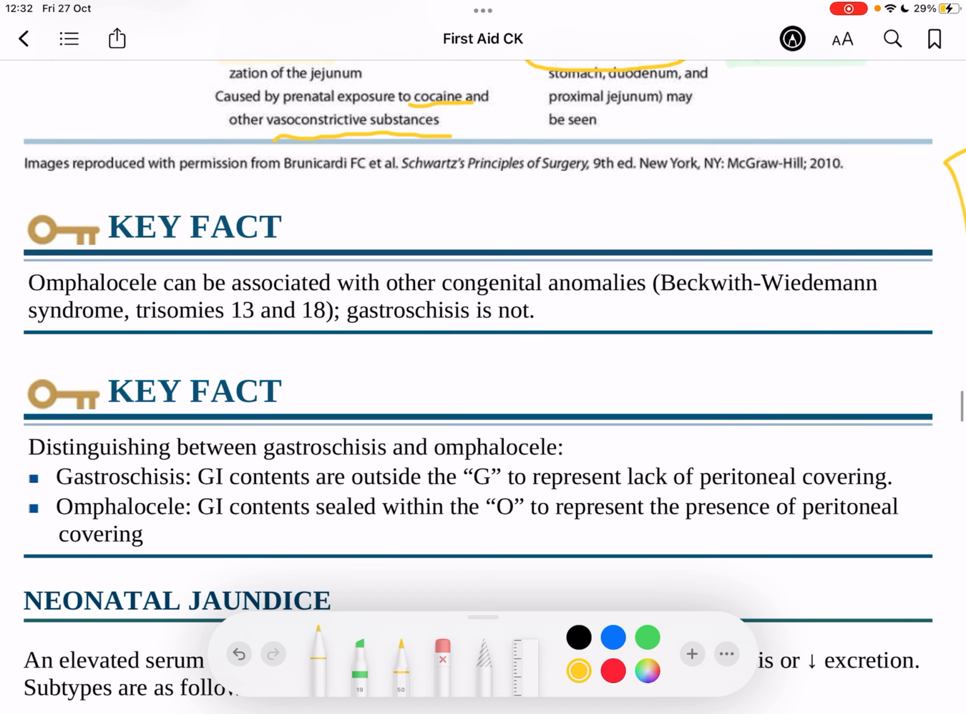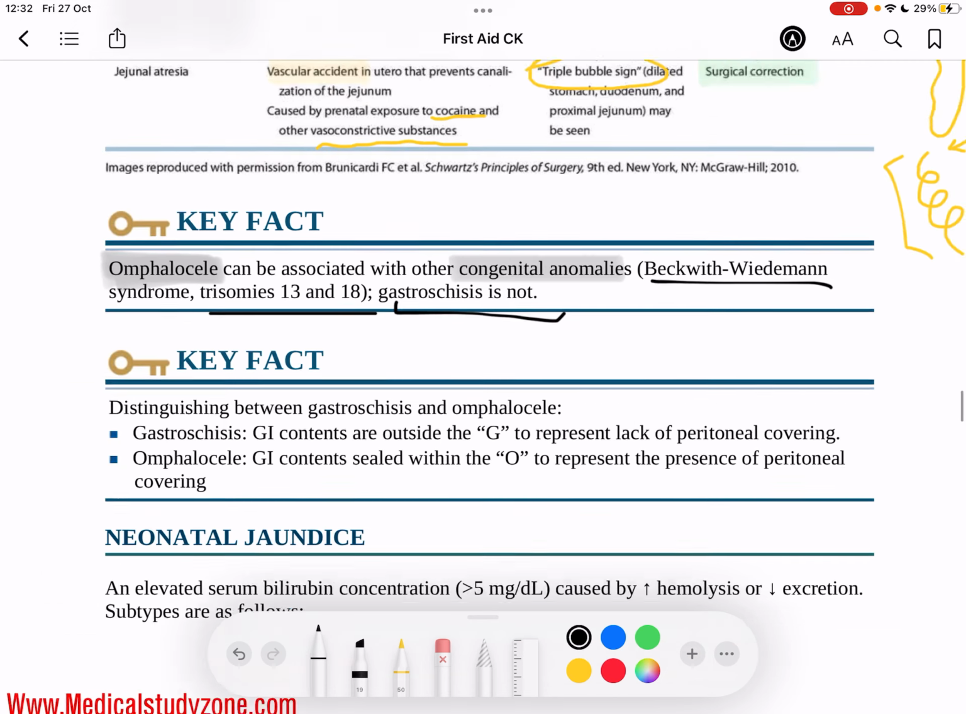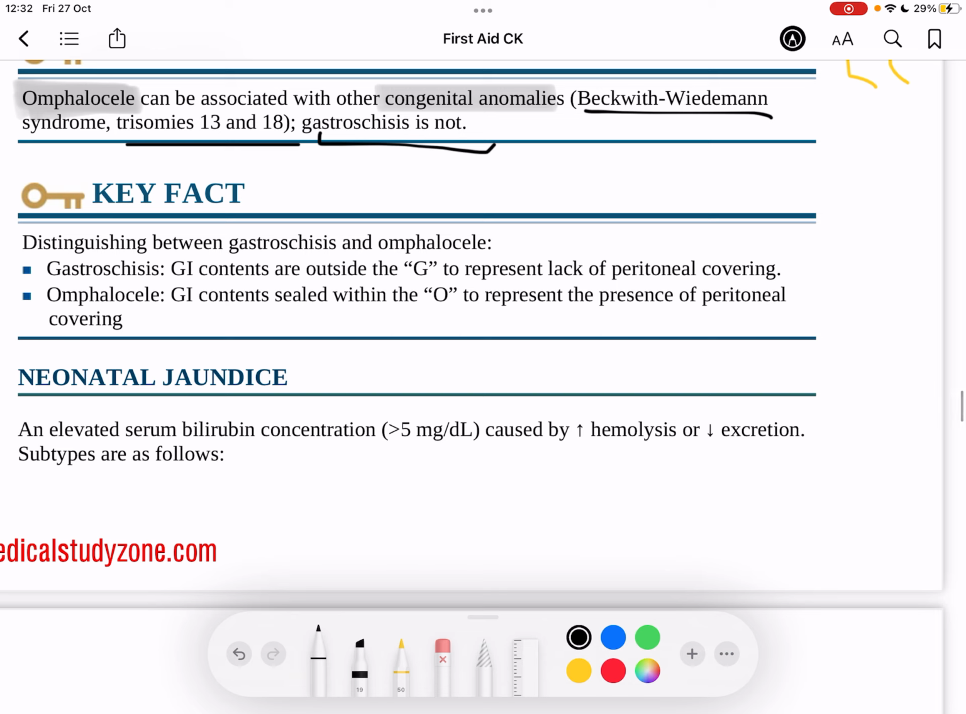So just a couple of key facts now. Omphalocele, okay, we've discussed this. This can be associated with other congenital abnormalities, which we mentioned. We discussed Beckwith-Wiedemann, trisomies 13 and 18, but it's important to know that gastroschisis is not associated with these congenital abnormalities.